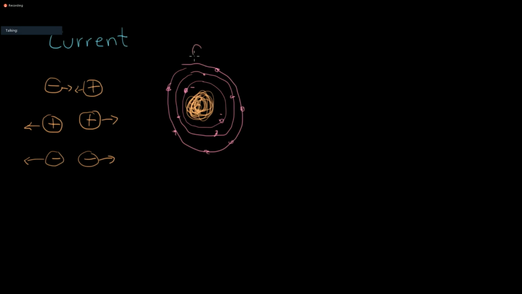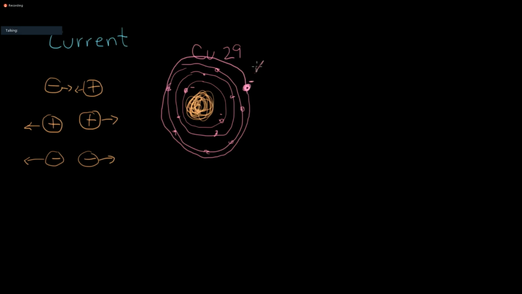Copper, the symbol for copper is Cu, and its atomic number is 29. That means there's 29 protons inside here, and there's 29 electrons outside. And it turns out, just as a coincidence for copper, that the last orbital out here has just one electron in it. That guy right there.